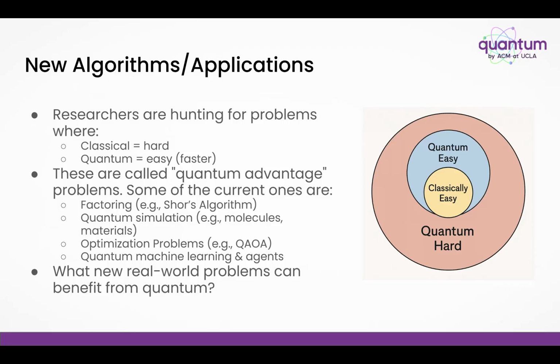Some of these examples include factoring, like we talked about before with Shor's algorithm. It could be simulation, like simulating molecules and things like that, and then optimization problems. And then the QAOA, that is a current quantum algorithm that people use to solve optimization problems. And there also is that big open question: what are some new real world applications of quantum computing? And how can quantum help us solve that? And that's something that researchers look into every day, especially even at UCLA as well.